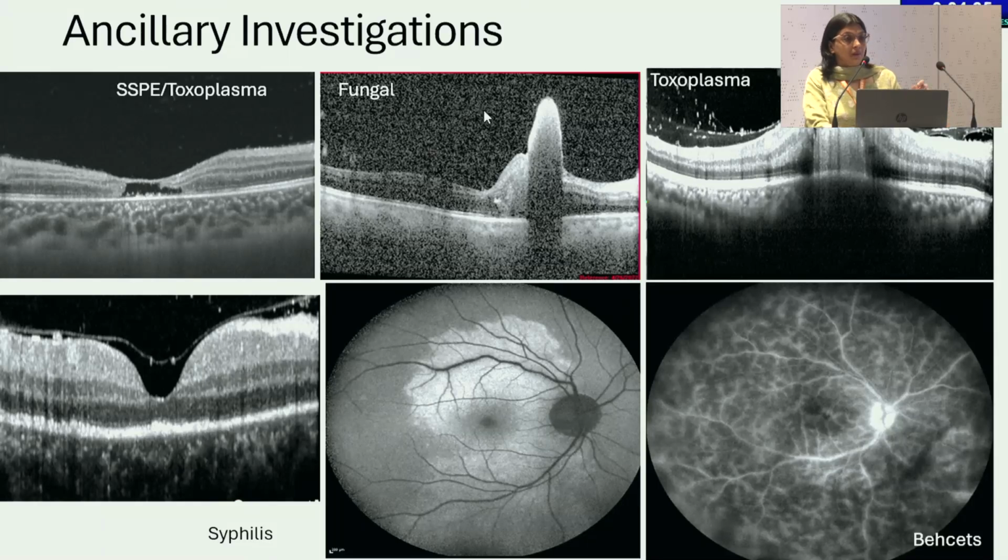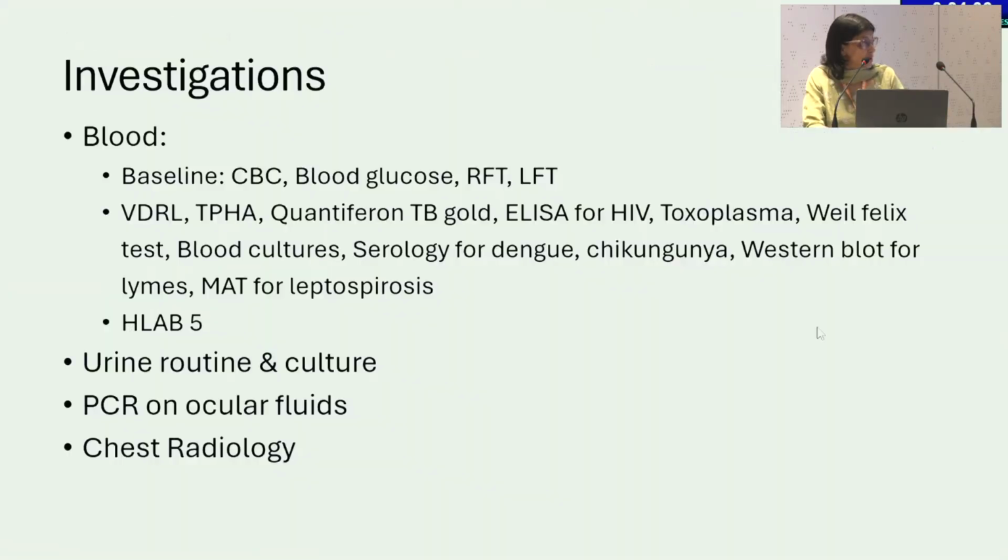This is the classic raindrop sign, which you usually see with fungal retinitis. Toxoplasma is very characteristic. There is a full thickness retinitis with a thick posterior hyaloid and what we call the waterfall effect, because the choroid is also involved. Syphilis is very characteristic. You have an outer retinal involvement. And as I showed you in the previous case, you can see changes on the autofluorescence. And this is the classical fern-like appearance which you see with fluorescein angiography in Behçet's.